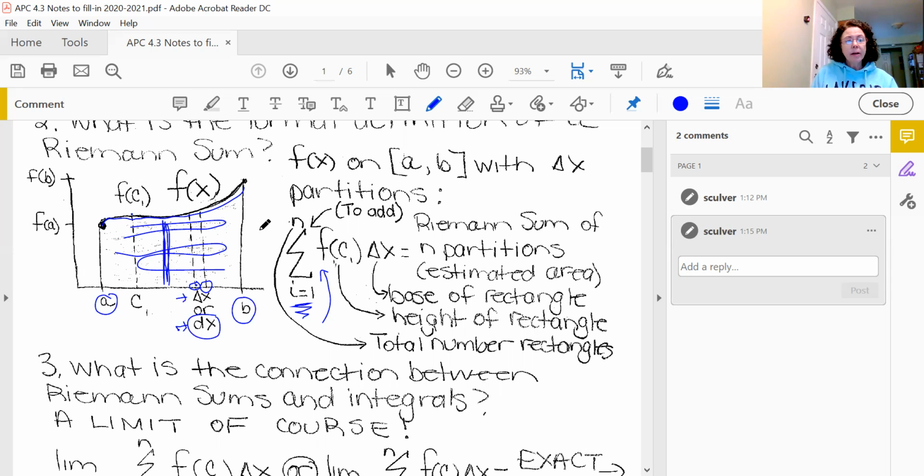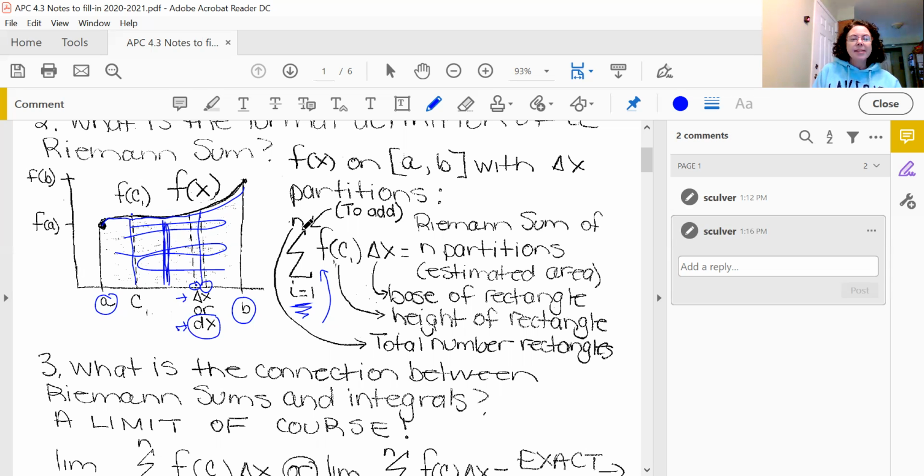The estimate for my area probably wouldn't be that accurate, right? So what if I then did 4 rectangles? Since the heights would more closely match the function more often, that area and that integral might be more accurate.